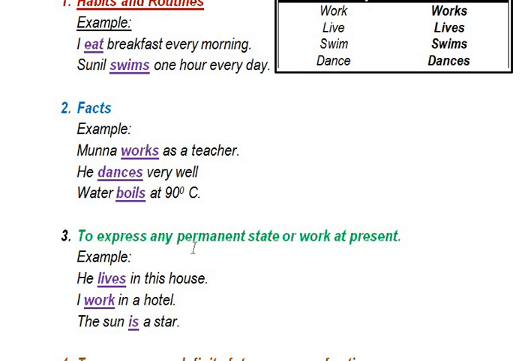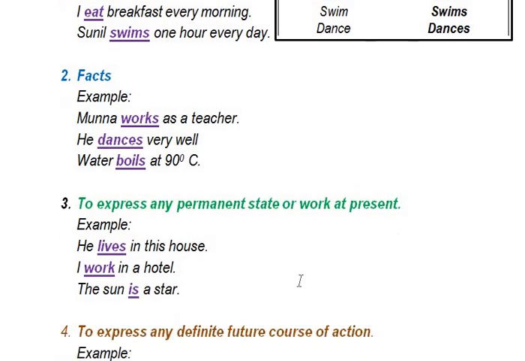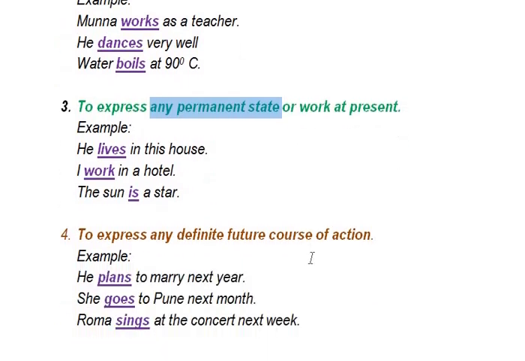And the third usage of the simple present tense is to express any permanent state or work at present. For example, he lives in this house. So the present is, he lives in the house. I work in a hotel at present. The sun is a star. Remember that the sun is always a star. That is nothing but a permanent state.